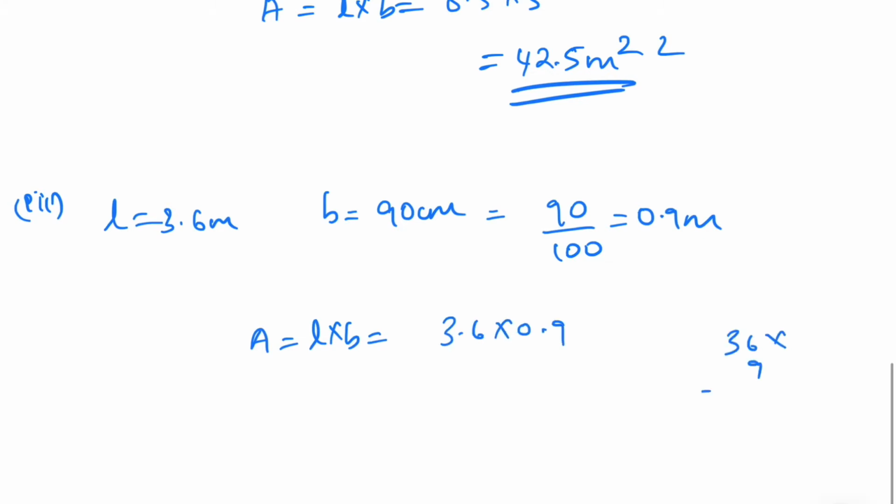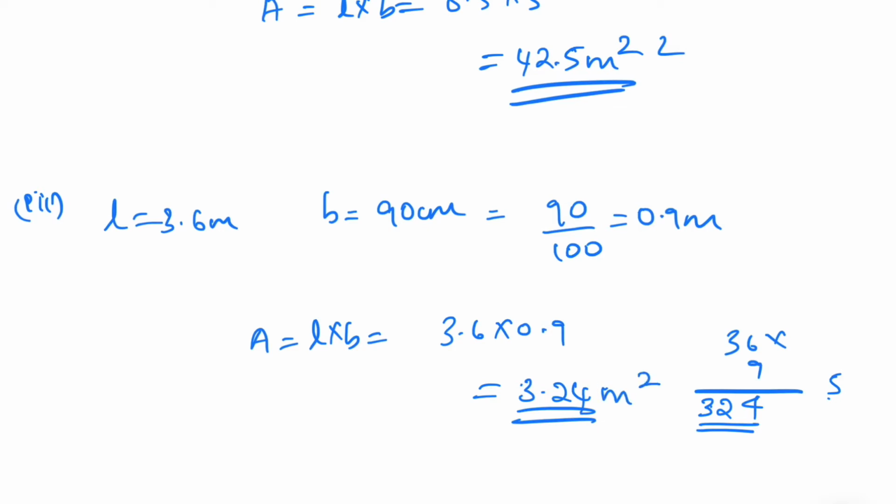36 into 9, 9 6s are 54, 9 3s are 27, 27 plus 5 will give you what? 27 plus 5 is equal to 32. So, you will get 324, but that will be equal to 3.24 will be our answer. Both in meters, so you will get meter square.